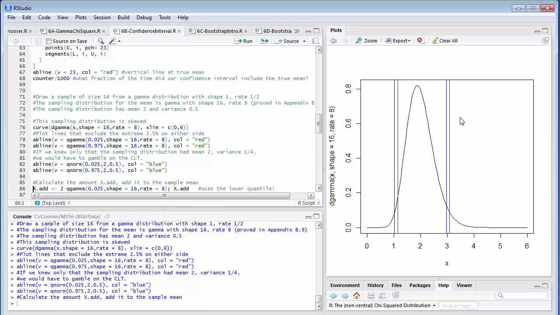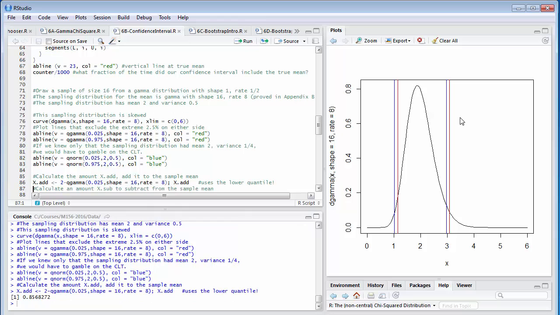So let's compute the correct quantity to add. The correct quantity to add is based on the 0.025 quantile of the gamma distribution. It uses the lower quantile. We're trying to add on a number that's large enough to guard against the probability that we've accidentally generated a sample that's too small. And we are therefore adding on a lot in an attempt to get a number that most of the time will exceed the true value of the parameter.